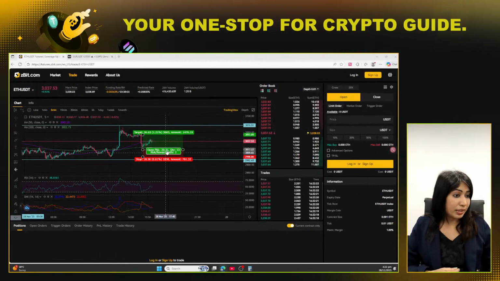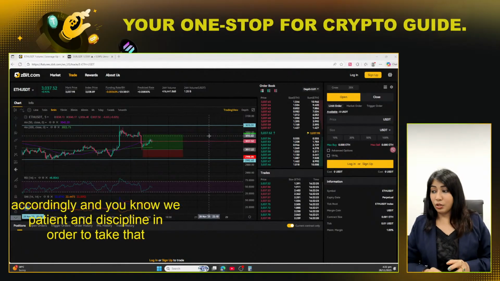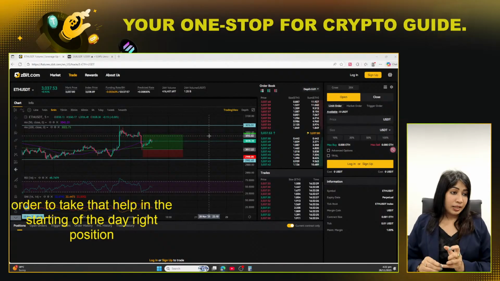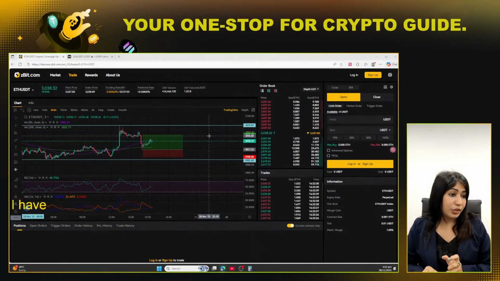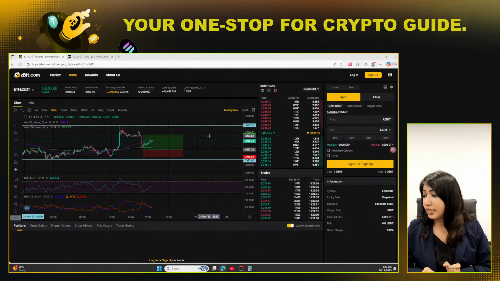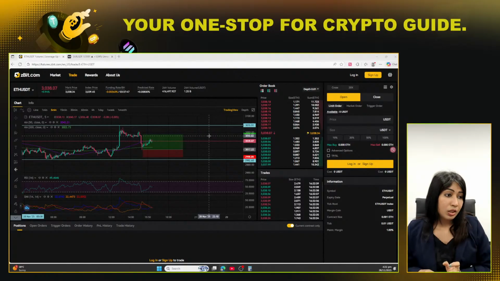Now, let's have a look at the market. Our target is still not achieved. I gave a buy position at 3017, and we are still waiting for the target to hit. So let's wait and see if our target will hit or not.